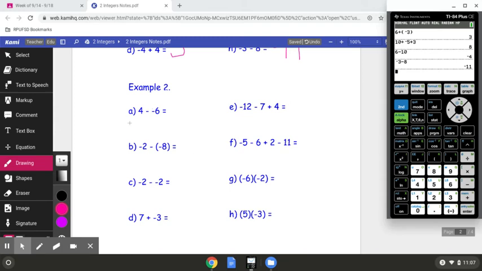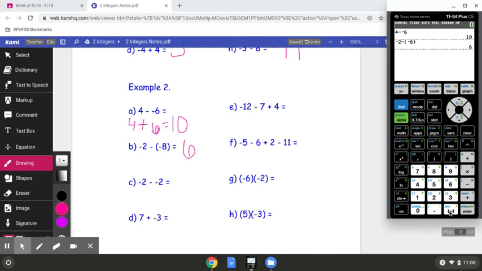Again, here we go, over here there's a lot of negatives and positives, or double negatives. So again, you could use the rule of keep, change, change here. And I'm just going to show you one of them. So 4 would stay the same. I'm keeping it. My subtraction changes to a positive, and the negative 6 also changes to a positive 6. So I'm really just doing 4 plus 6, which is 10. If I do it in the calculator, it would be 4 minus a negative 6, and I get positive 10. So the next one, if I do it in the calculator, it's negative 2 minus, parentheses, negative 8, and I get 6.